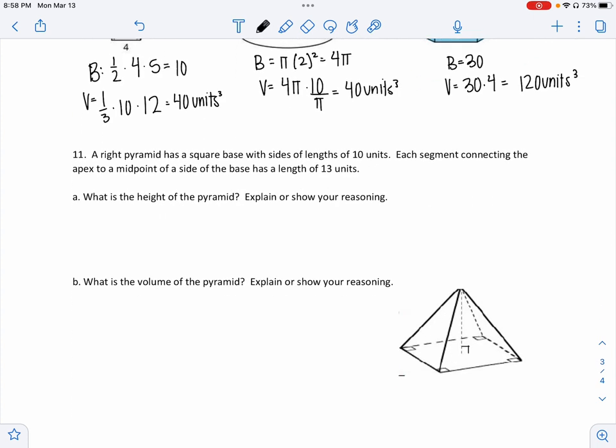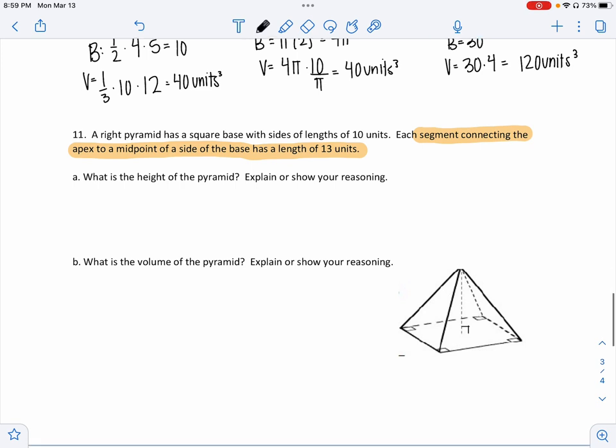A right pyramid has a square base with side lengths of 10 units, each segment connecting the apex to a midpoint of the side. So that's an important statement. Each segment connecting the apex to a midpoint of the side of the base has length 13 units. So I'm going to draw it on this pyramid below, but basically that's saying that from the apex to the midpoint on the side length, that's 13. So each of these is 13, which if I draw this in red, that means that this right here is a right triangle that we can use to find the height.